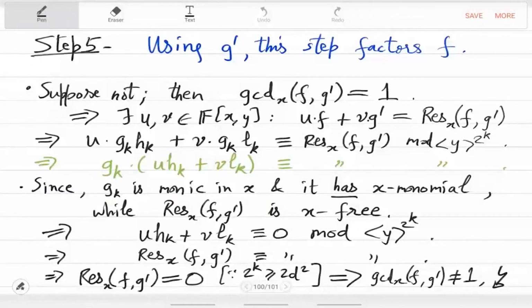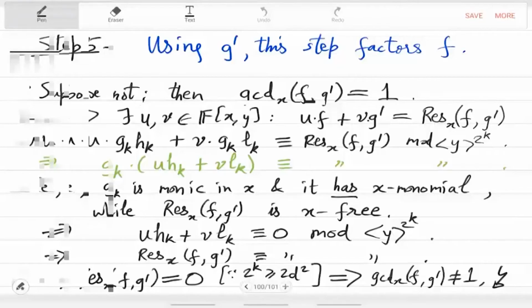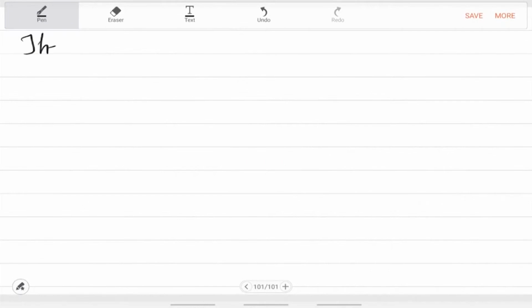No, GCD is 1 absolutely, but when you go mod, will it remain 1? Mod is a different word. But if I take 2 to the k greater than the degree of both f and g prime. Okay, then. So what you want is what this proof is giving you. This is a highly non-trivial proof. This is probably the most major application of resultant you will see, and a very explicit application.